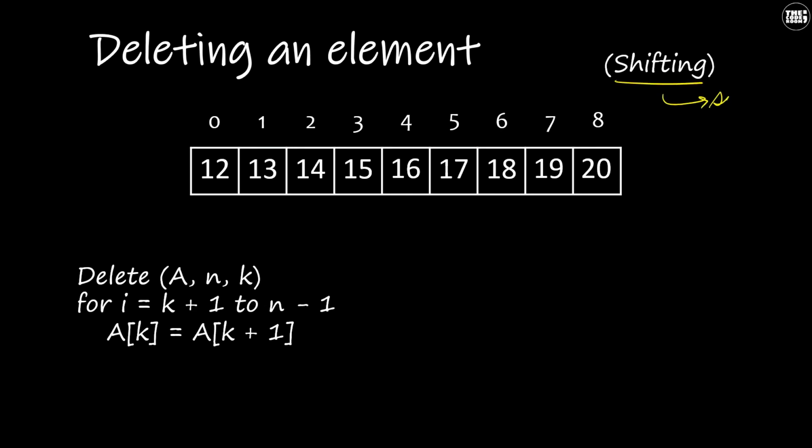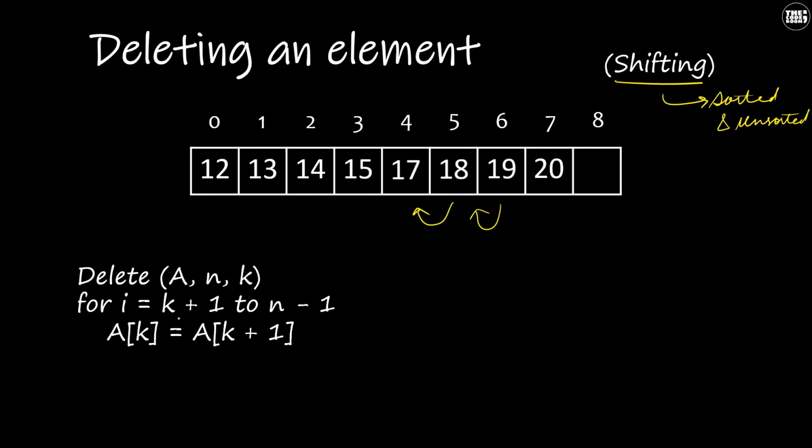Now let us see deleting an element through the shifting method. Let's say we want to delete 16 from this array. So what I can do is simply assign 17 to the 4th index, 18 to the 5th index and so on. In other words, we shift all the elements on its right by one position to their left. Let us see the algorithm to delete an element from an array.